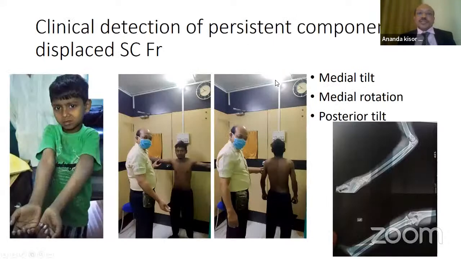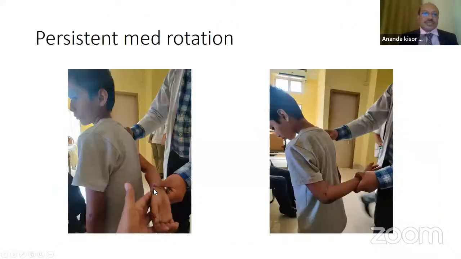Now, clinical detection of the persistent components of a displaced supracondylar fracture: how to test the medial tilt, medial rotation, and the posterior tilt. This is usually asked in the examination. So if we check in this manner, I'll show you. In the next slide, the medial rotation is most important. If there is a fragment that is medially rotated, it is reflected as increased medial rotation of the shoulder at the cost of restricted external rotation.